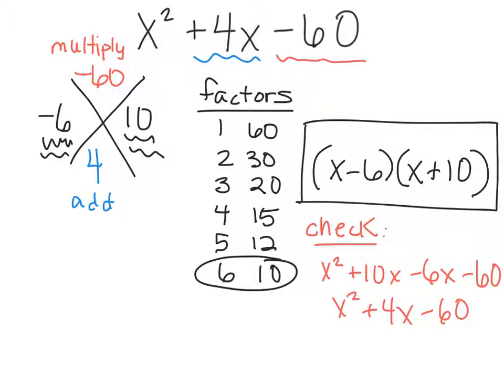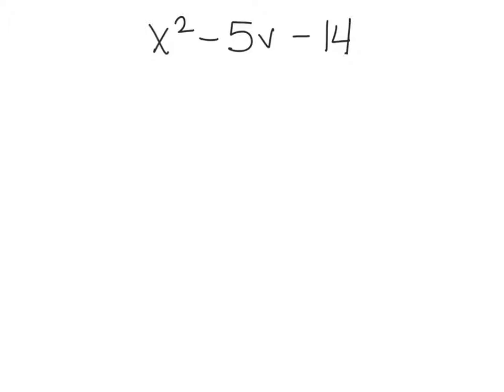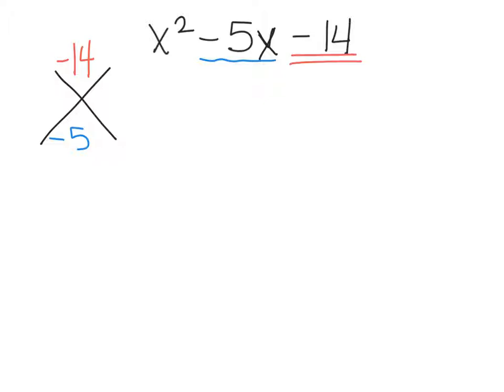Let's try one more problem. Okay, so let's try this problem. I need to make a change. I don't know why this says v. So I have the problem x squared minus 5x minus 14. So remember, the leading coefficient is 1. There is no greatest common factor, so I'm going to make my diamond. Up top in my diamond, I'm going to start with a negative 14. So I need two numbers that multiply to negative 14. I need those same two numbers to add to negative 5.